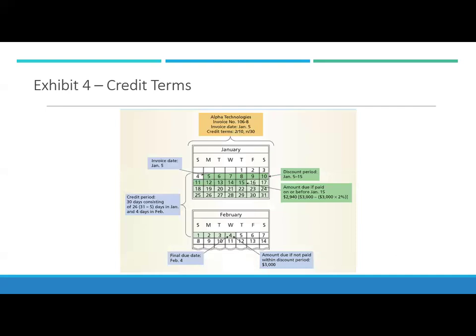So then they get a discount of 2% if they pay within 10 days. So January 5th is the invoice date. If they pay by the 15th, they get a 2% discount. And so $3,000 times 2% is $60. So they get a $60 discount. Otherwise, they have to pay it by February 4th.